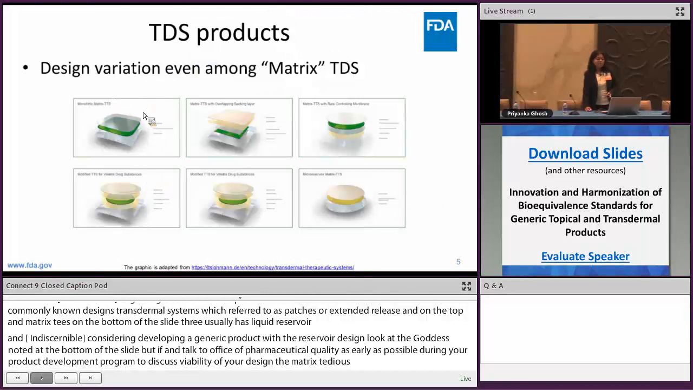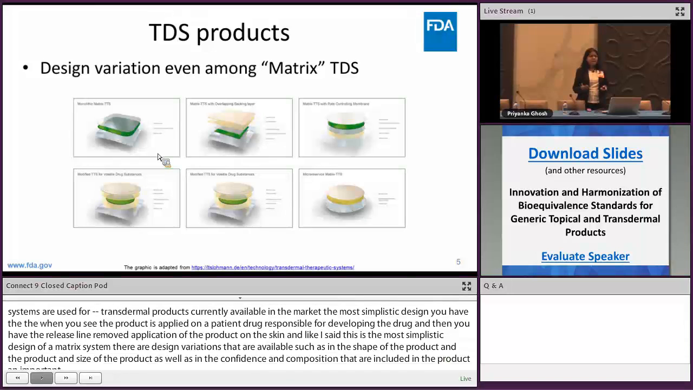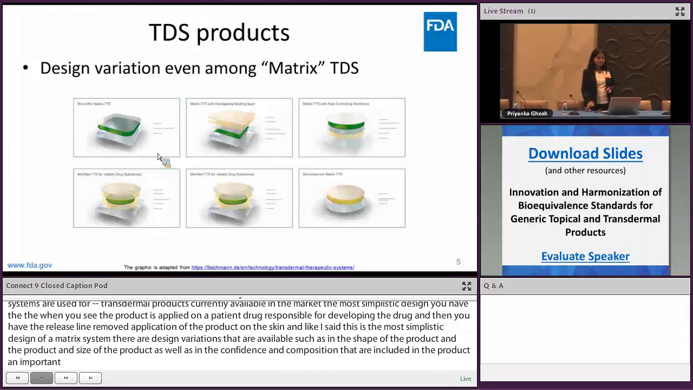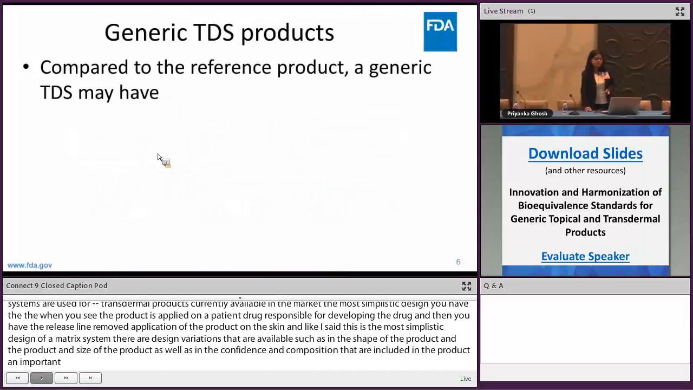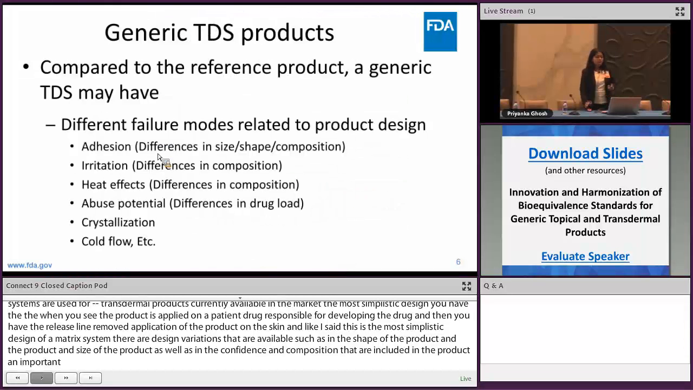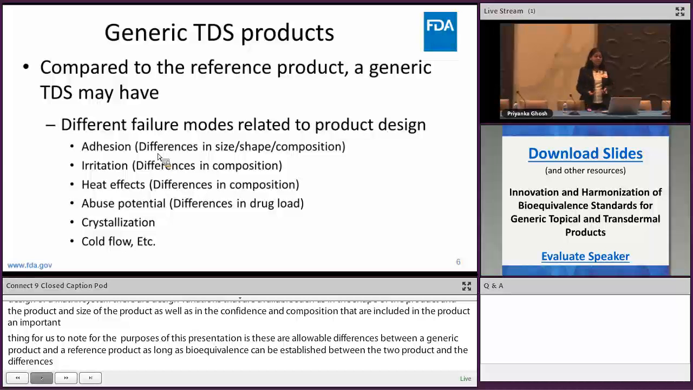There are design variations that are available, such as in the shape of the product, in the size of the product, as well as in the components and the composition that are included in the product. And the important thing for us to note for the purposes of this presentation is these are allowable differences between a generic product and a reference product as long as bioequivalence can be established between those two products. However, these differences also mean that there are different failure modes that are related to product design, which need to be mitigated during the product development plan.